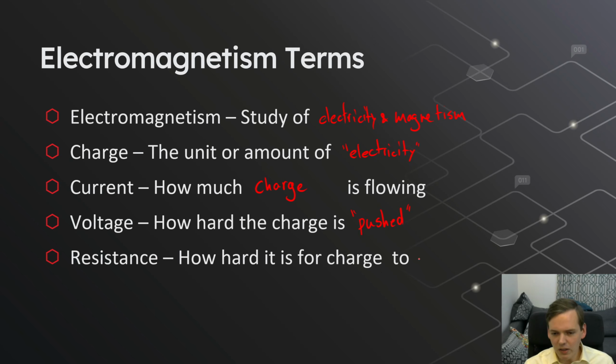Resistance is how hard it is for charge to move. In some sense, you can think about it as the opposite of voltage. If there's a lot of resistance, you're not going to have much current.